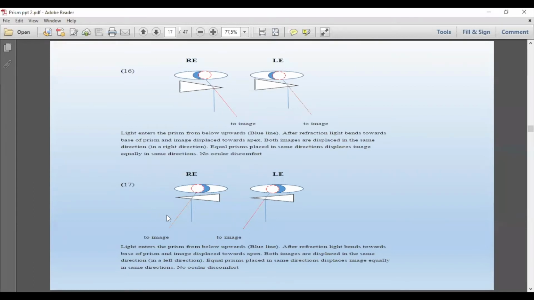Now, in the case over here, light enters the prism from your blue lines. I've just drawn this the other way around. If there are equal displacements, there's no visual discomfort.